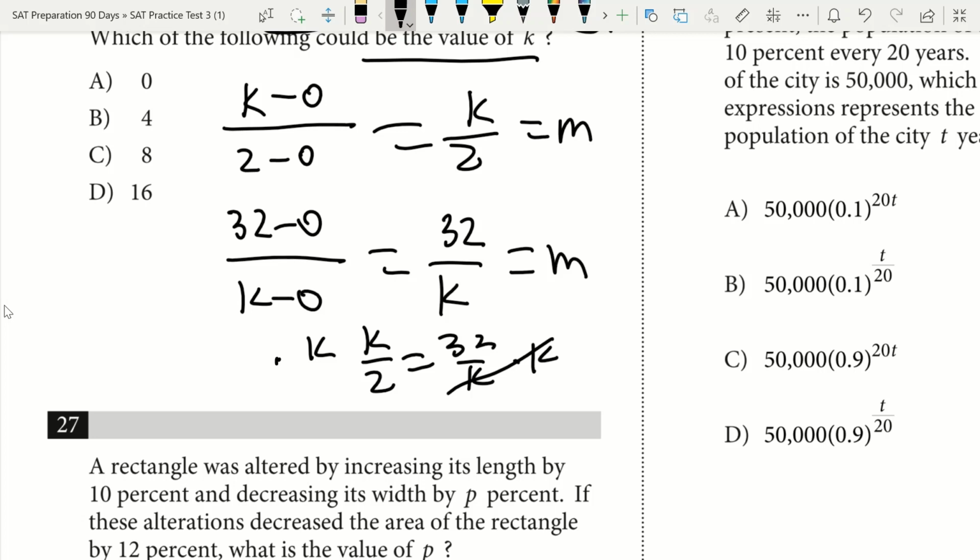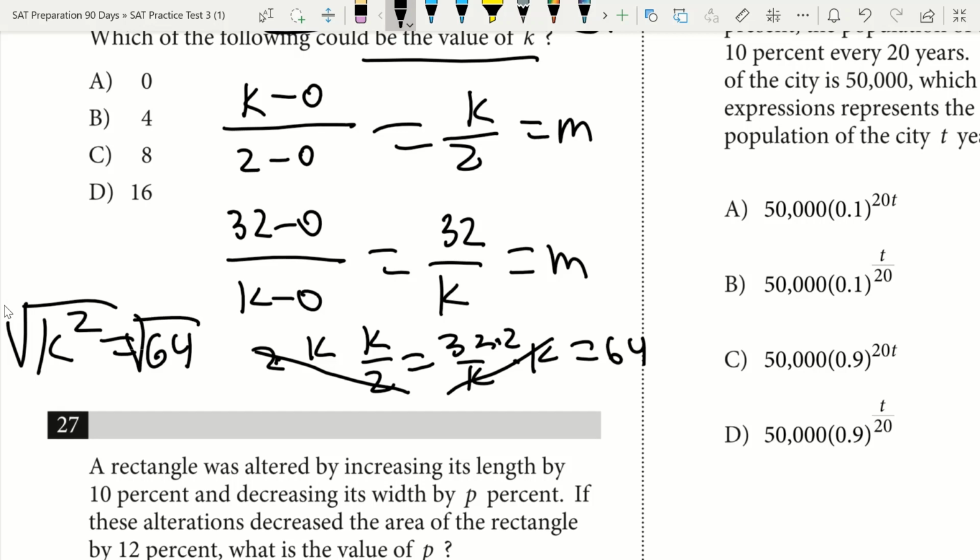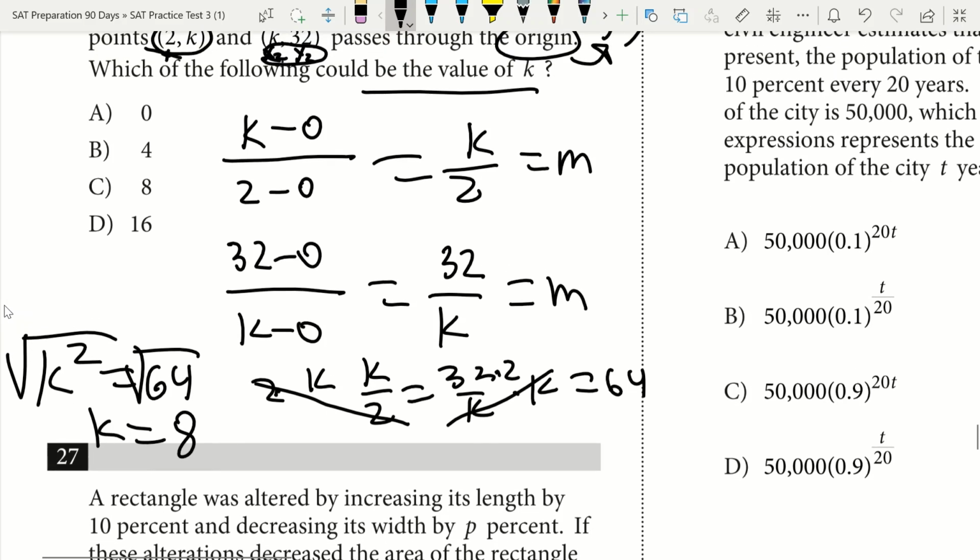Then we're going to multiply each side by 2 to get rid of this 2. 32 times 2 is going to give us 64. k times k is going to give us k squared. So now we have k squared equals 64. Take the square root of k, take the square root of 64, and we know then that k is going to equal 8 because the square root of 64 is 8. So the correct answer for the value of k is going to be C.